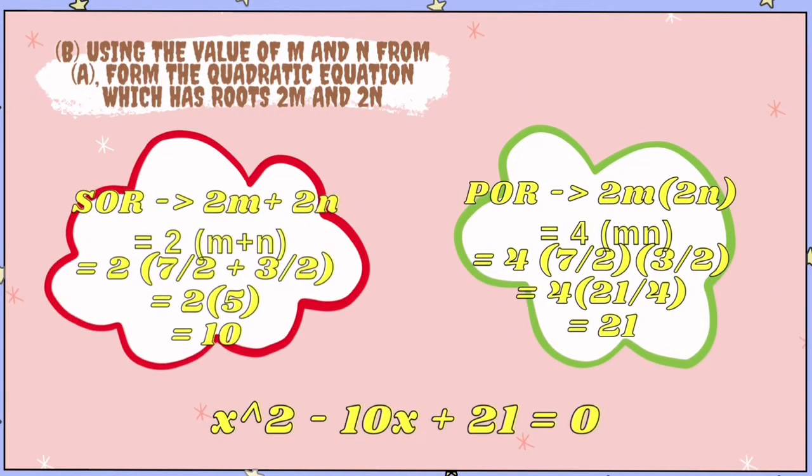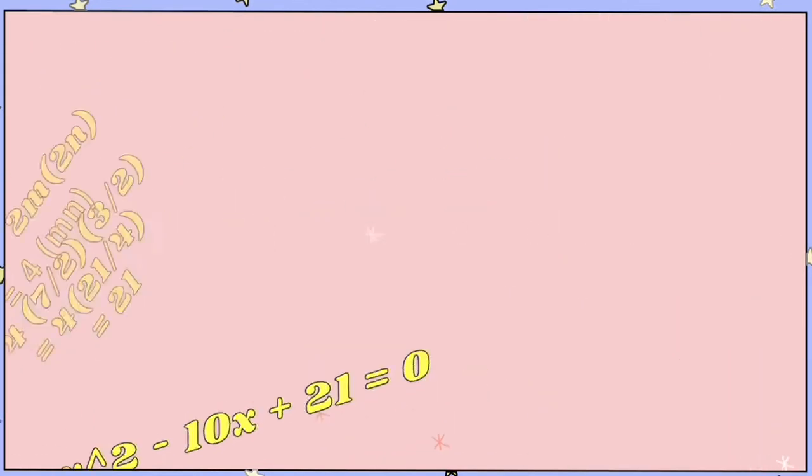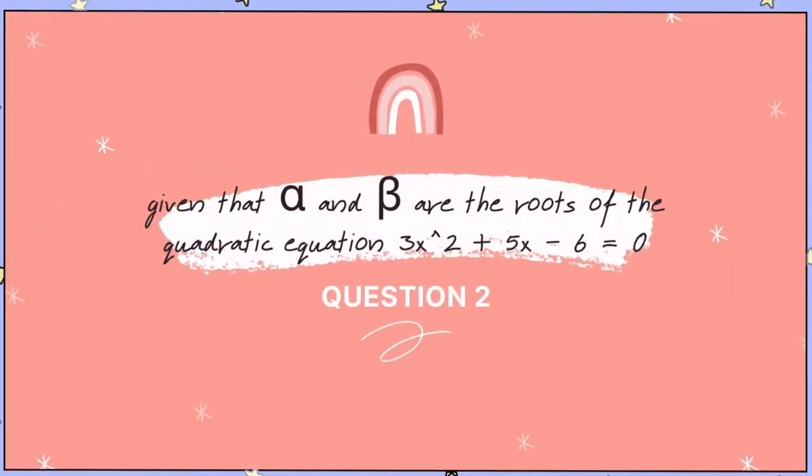For 1b, when we have the answers for m and n, which are 7 over 2 for m and 3 over 2 for n, we need to substitute them into the sum of roots and the product of roots, which are 2m plus 2n and 2m multiplied by 2n. So when we get the answer for the sum of roots, which is 10, and the product of roots, which is 21, we need to substitute them into the equation, which gives x squared minus 10x plus 21 equals 0.